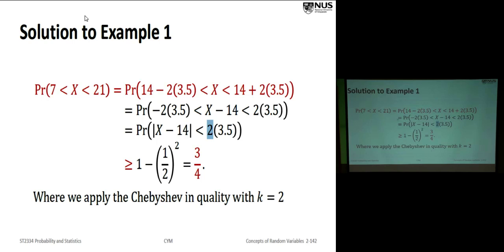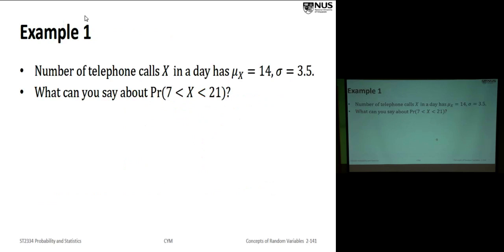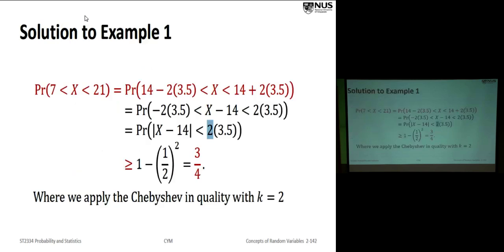So basically the probability that x lies in the interval 7 to 21 is at least 3/4, very high probability. And it seems to make sense, right? Because the average is 14, 2 times the standard deviation is 7, so you think you're pretty likely to lie in that region. Of course, we don't know anything more than that. That's all we can say.